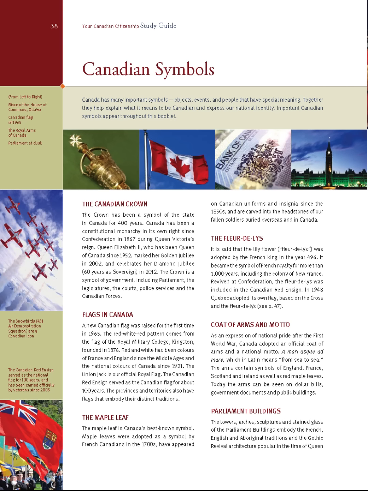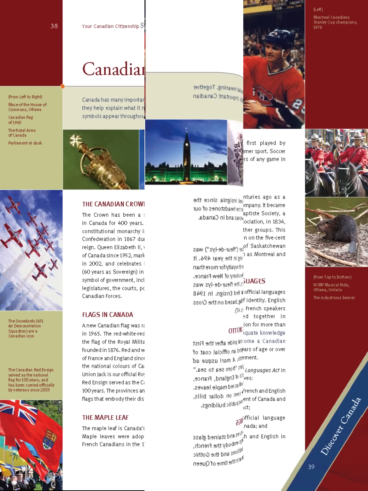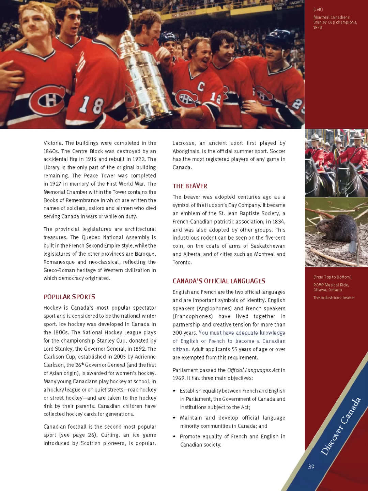Parliament buildings. The towers, arches, sculptures, and stained glass of the Parliament buildings embody the French, English, and Aboriginal traditions and the Gothic Revival architecture popular in the time of Queen Victoria. The buildings were completed in the 1860s. The center block was destroyed by an accidental fire in 1916 and rebuilt in 1922. The library is the only part of the original building remaining.